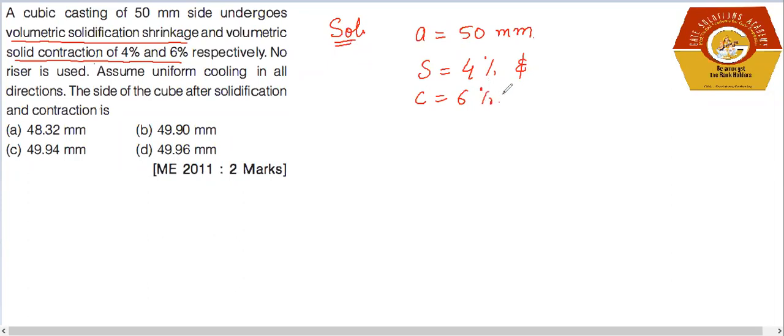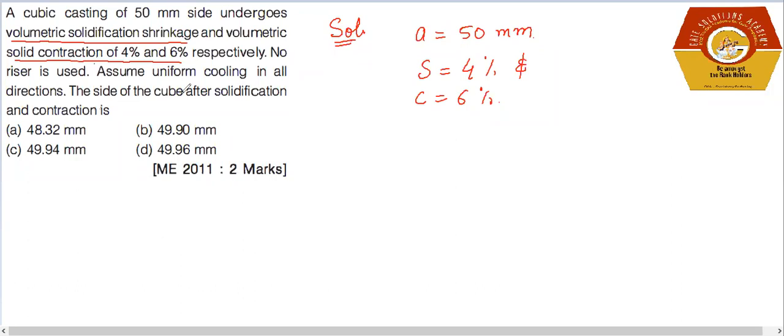Here in this case, no riser is used. So I believe everyone should be aware of the purpose of a riser. The first purpose of a riser is to compensate liquid metal during solidification, right? When there is no riser, there is no compensation of liquid metal in the mold cavity. Okay, we need to understand what should be the size. We have to calculate the size of the cube after solidification and contraction, right?